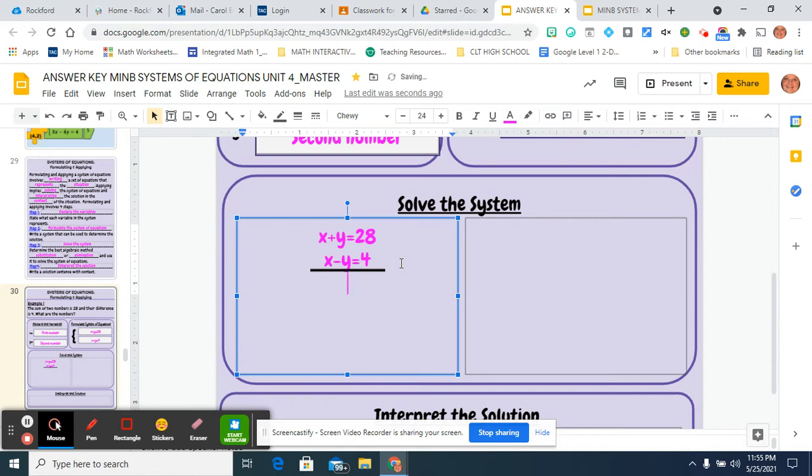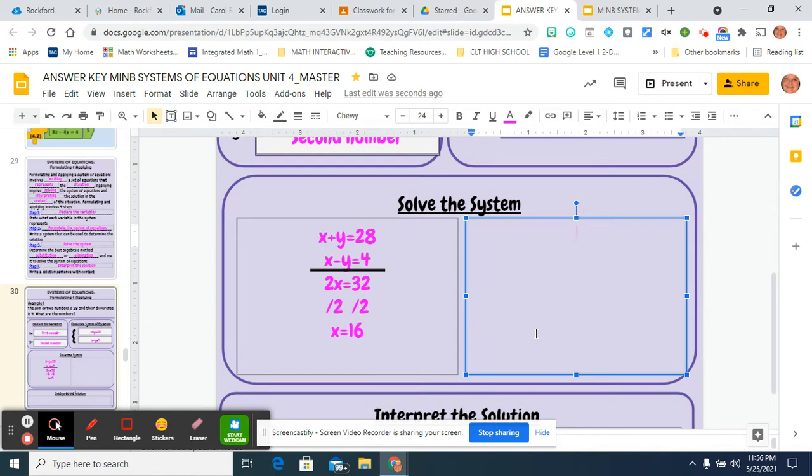So when I do elimination, I can see that I'm going to be left with 2x. The y's are going to fall out. And 28 plus 4 is 32. Then, of course, I'm going to divide both sides by 2, leaving me with x equal to 16. I didn't have to multiply, so I eliminated and I solved, and I got x equals 16. And I'm going to come over here and do the second variable.